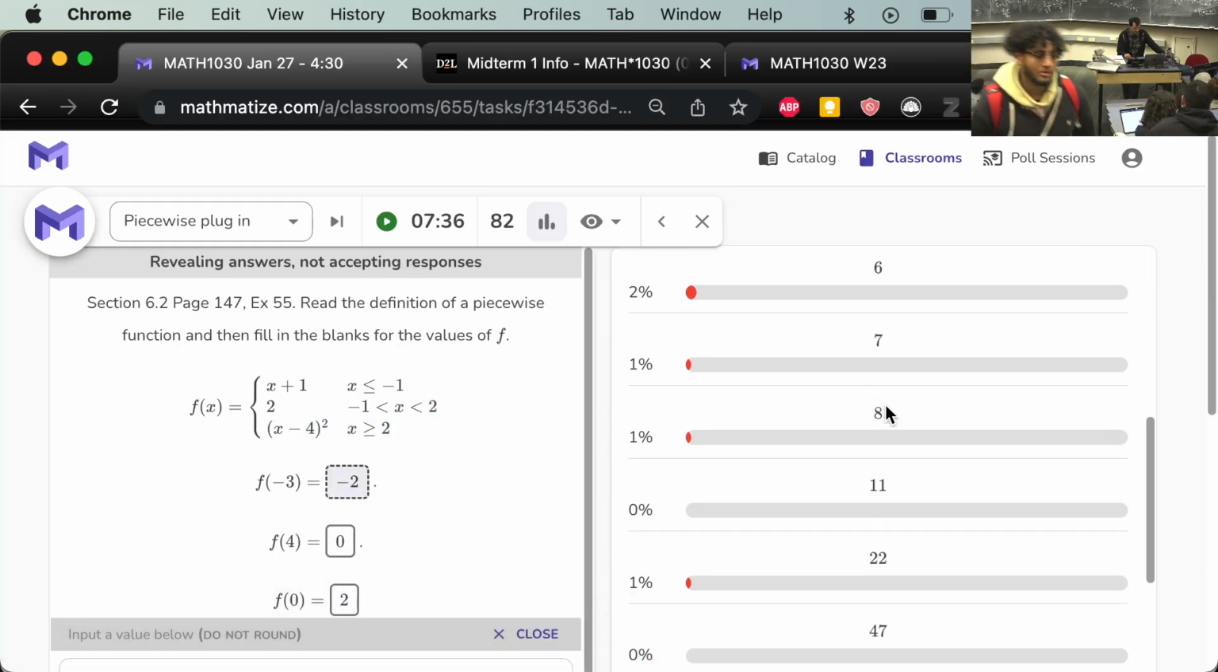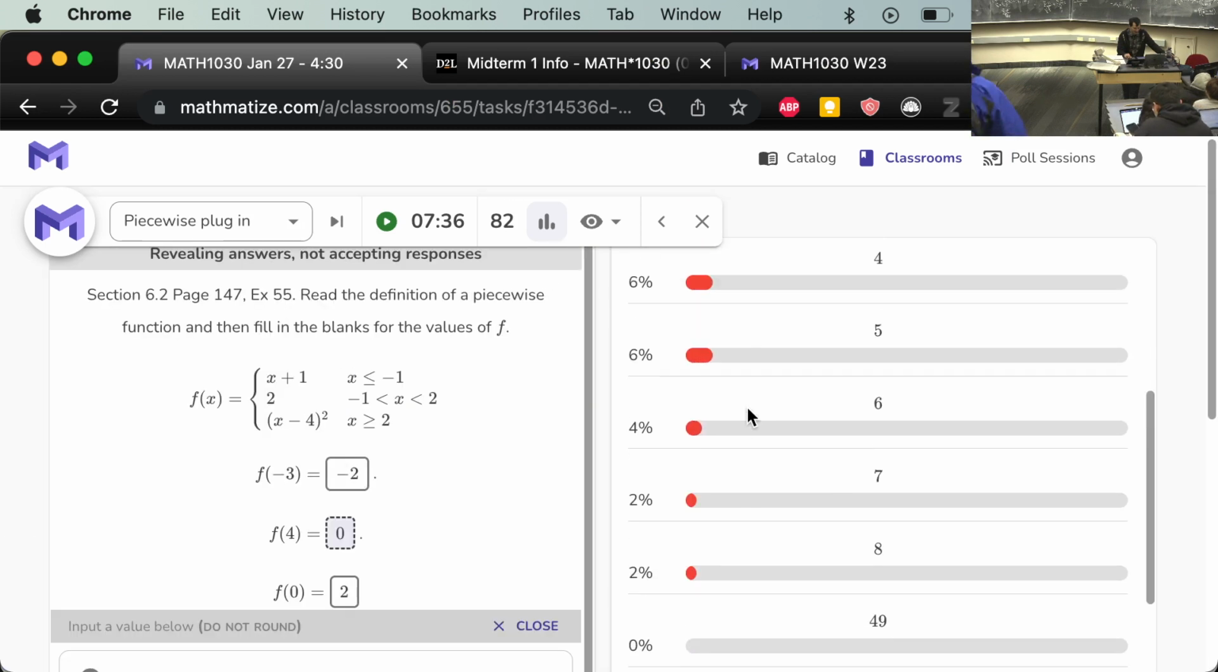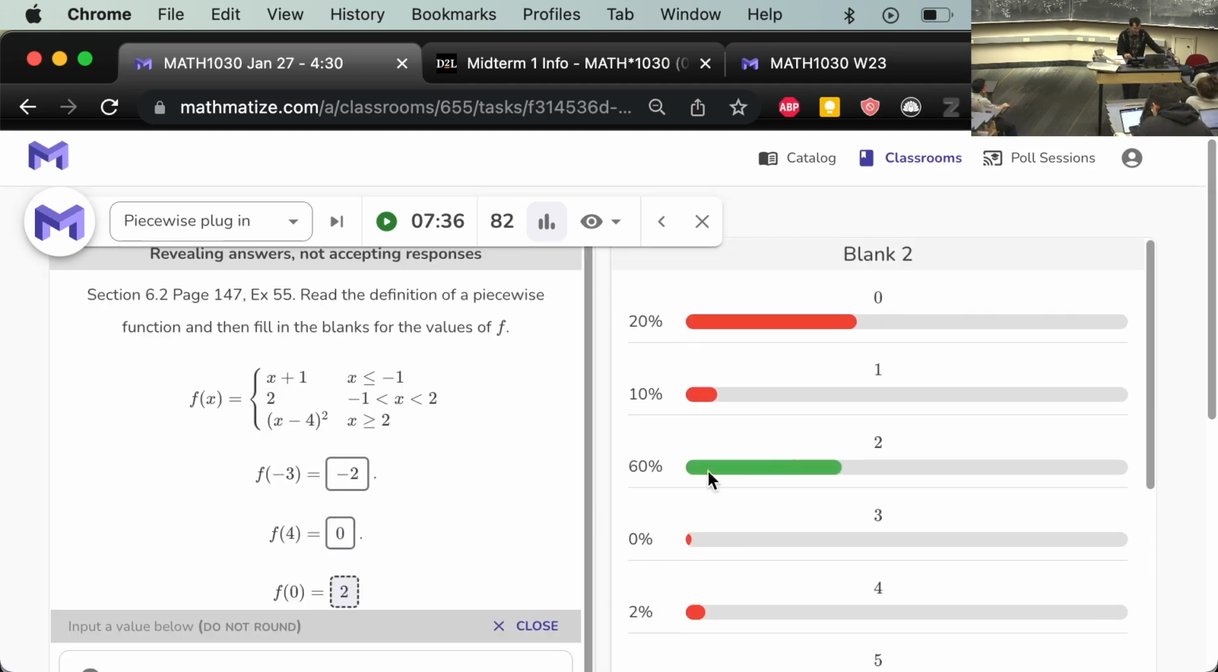Let's see, lots of people. So around 60% of people got it right here, 55% of people got it right here, and 60% got it right here. So maybe you mixed up the branches. I don't know. What other mistakes or things were not clear?